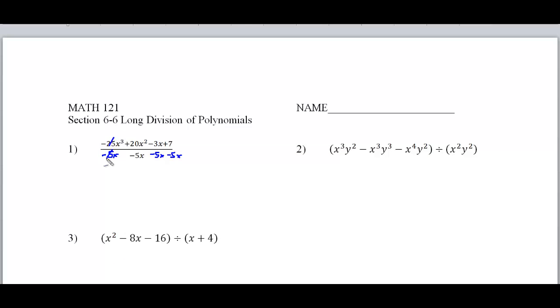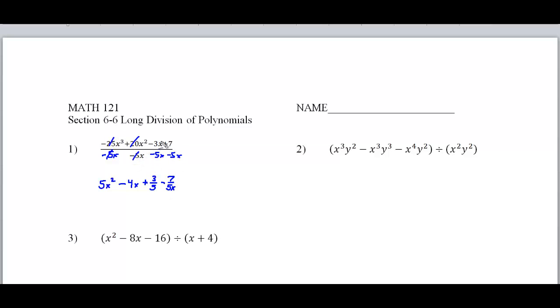Negative 25 divided by negative 5 is positive 5, and 3 minus 1 is 2. That's power simplification. 20 divided by negative 5 is negative 4, and 2 minus 1 makes 1. Here we have negative 3 divided by negative 5, which does not simplify to a whole number, but we can make it 3/5, and there are no x's left over. And finally, the last one becomes negative 7/5 x, and the x is in the denominator because that's where it was in the beginning.